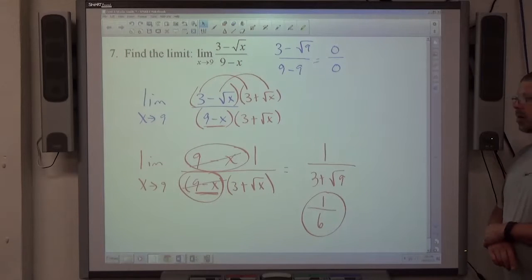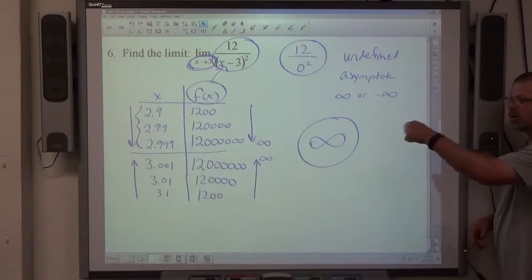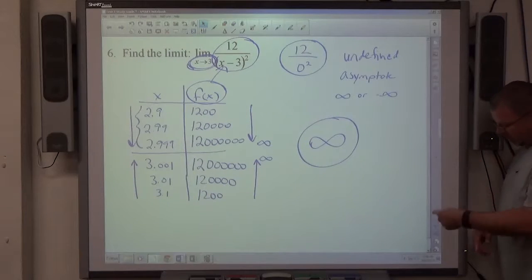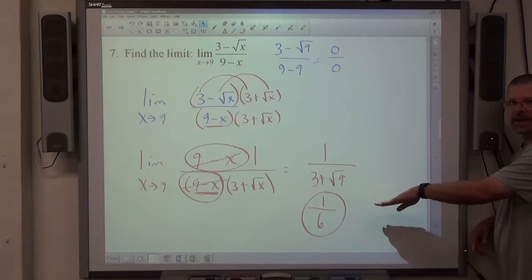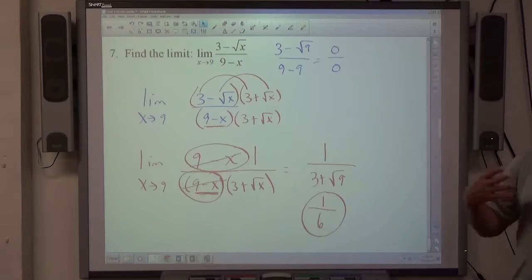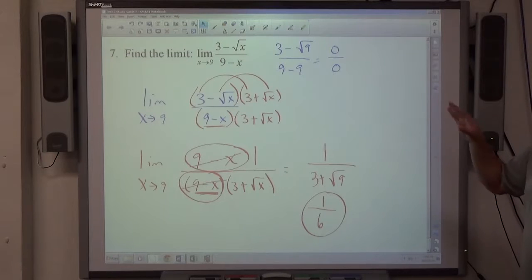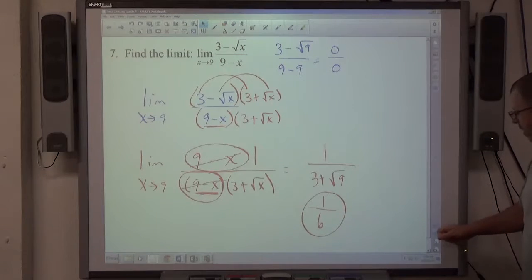With all these limit problems, a numerical chart like that is legal to use. If there's a possible exact answer like 1/6, use a chart, give me a decimal approximation. You lose a little bit of credit for that, maybe a point or two for not going through the algebraic technique, but 6 points is better than no points. So make sure that you realize that chart technique is a fallback method if you completely space off how to do this kind of stuff.